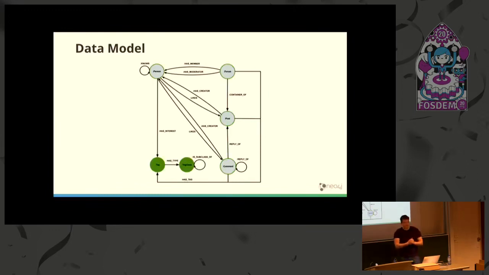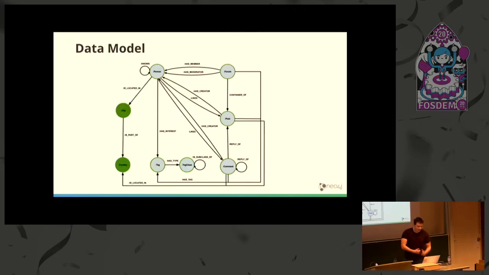Each forum, post or comment has a tag, representing its content. Tags have a class hierarchy, and people can express interest in some topics, saying I'm interested in topics marked by those tags. And also, people live in cities located in countries, and each message, meaning post and comment, also has the country where it was created linked to it.